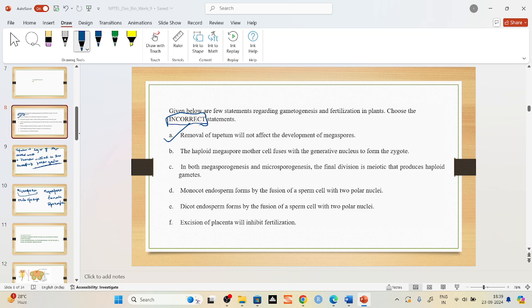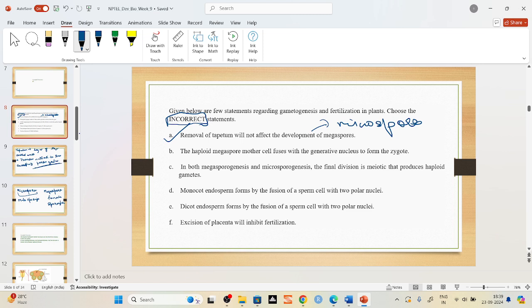That means it is related to the male reproductive organ, not the female one. And megaspore means your female organ. So this statement is correct. It will not affect the development of megaspores. It will affect the development of pollen grains, microspores. Okay. So this is your correct statement. Then next is the haploid megaspore mother cell fuses with the generative nucleus to form the zygote.